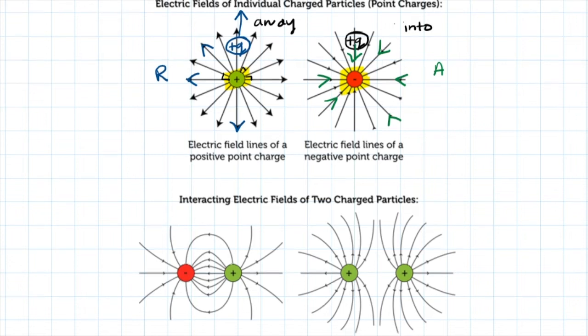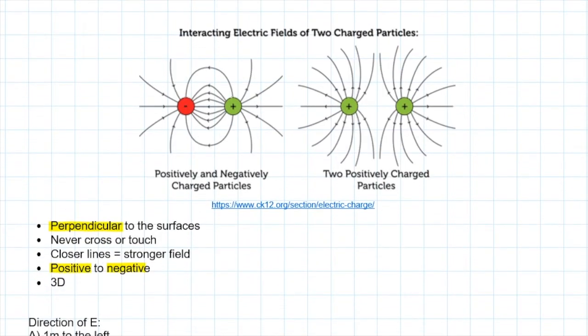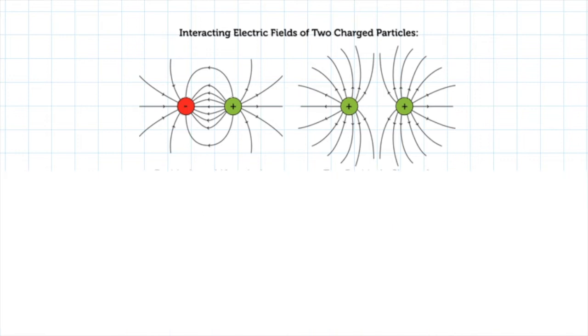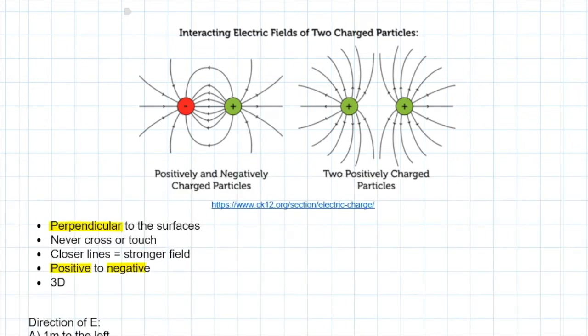Now sometimes we're going to provide you with two charged particles and ask you to draw the electric field pattern that surrounds them. For example, we may give you a negative and a positively charged particle. As you can see here, the lines still point away from the positively charged particle, but they point towards the negatively charged particle. The rule still remains the same.